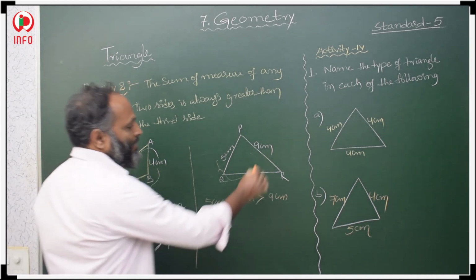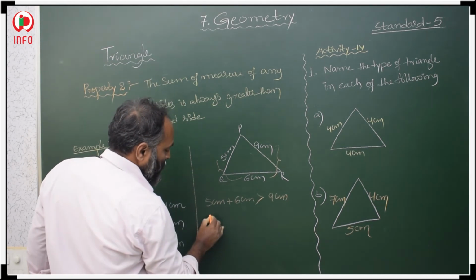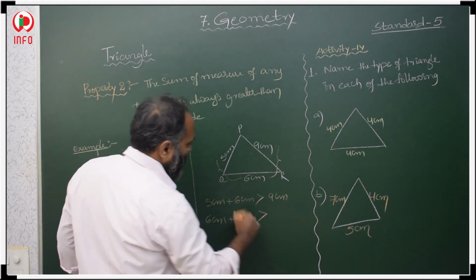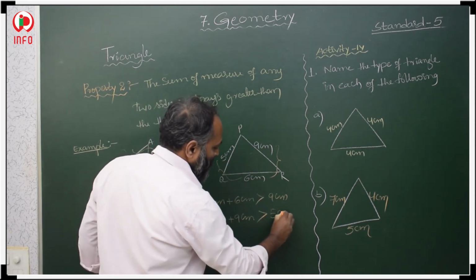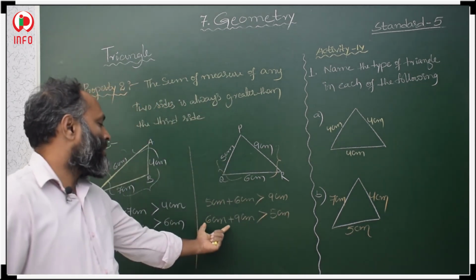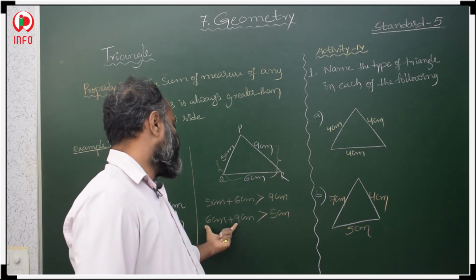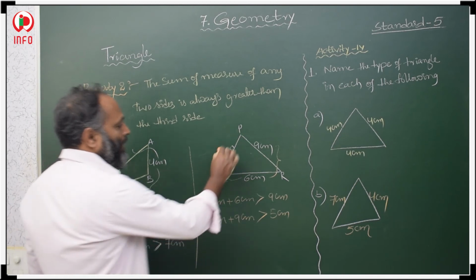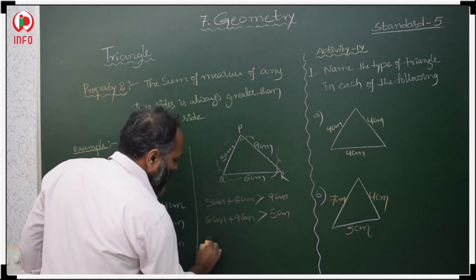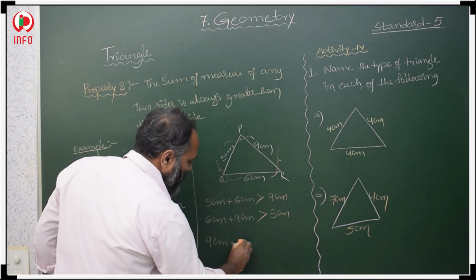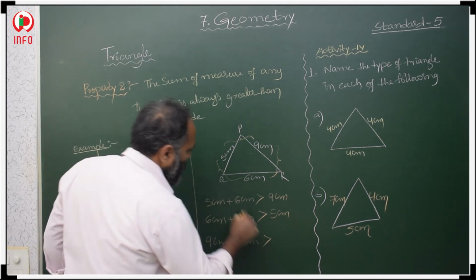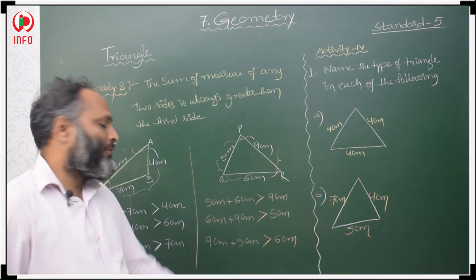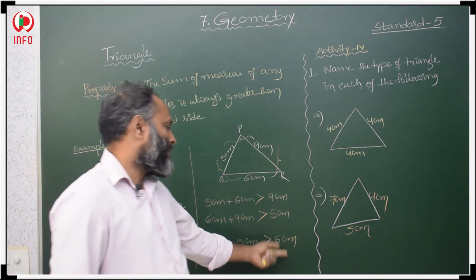Then in the second case, add these two: 6 centimeters plus 9 centimeters. That should be greater than the third one, 5 centimeters. Once you check, 6 plus 9 is 15, and 15 is greater than 5. Yes, it is correct. Now add these two: 9 centimeters plus 5 centimeters. That should be greater than the third one, 6 centimeters. Now check 9 plus 5, 14. 14 is greater than 6.